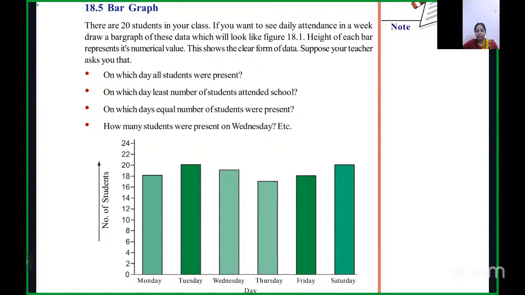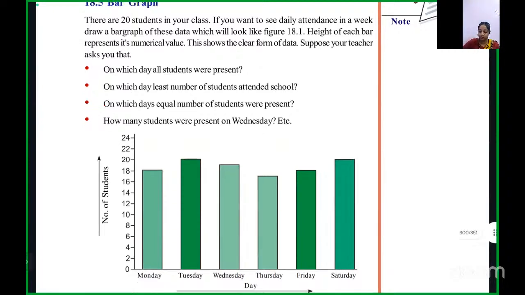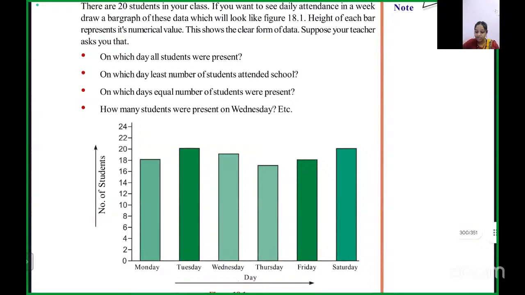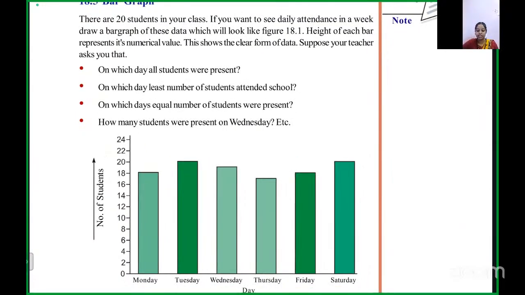So now on the left side, you can see number of students. Upwards, an arrow, number of students ranges from 0 to 24, but it has been taken like this: 0, 2, 4, 6, 8, 10, 12, 14. The multiples of 2. Then below they have taken the days of the week, 6 days of the week, that is Monday to Saturday.